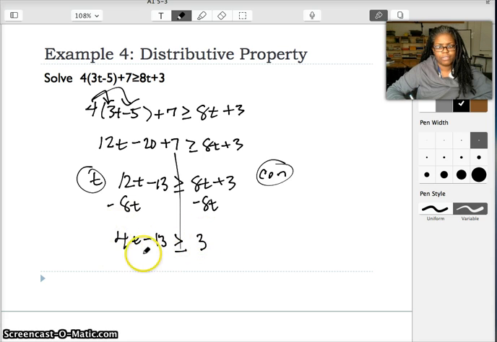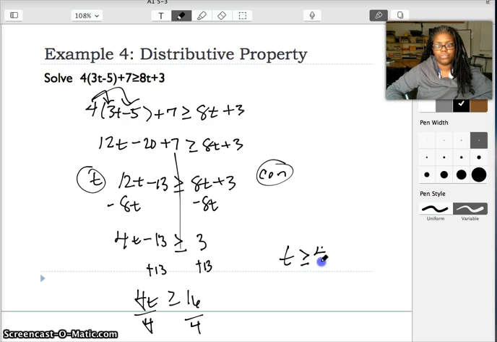And finally, I've got to get rid of this constant of negative 13, so I'm going to add 13 to both sides. I'm left with 4t is greater than or equal to 16. I'm not dividing or multiplying by a negative, so my sign stays the same. The direction of my symbol stays the same. I'm left with t is greater than or equal to 4.